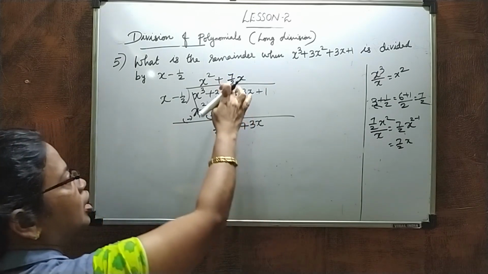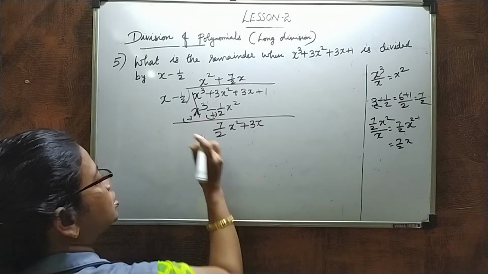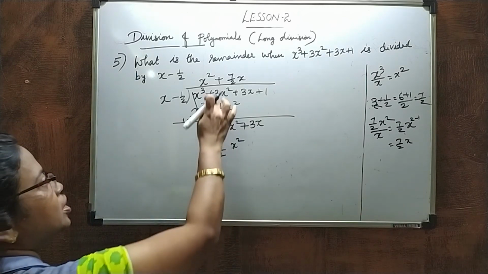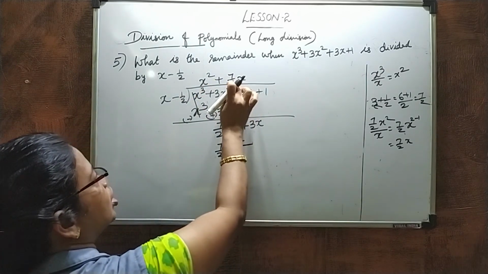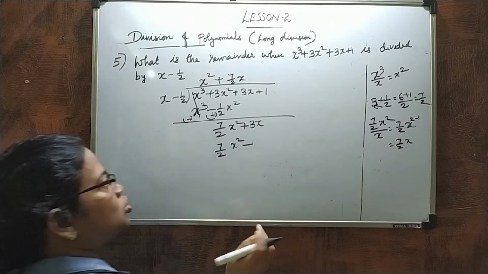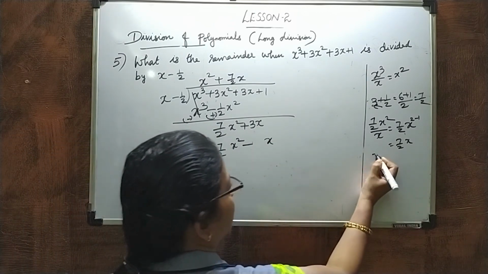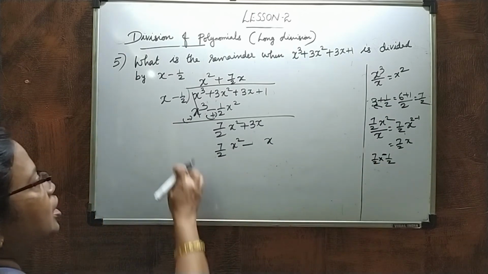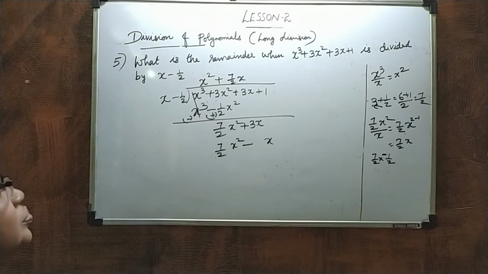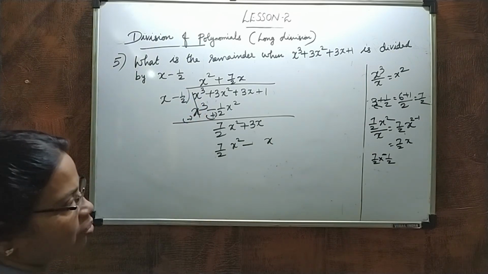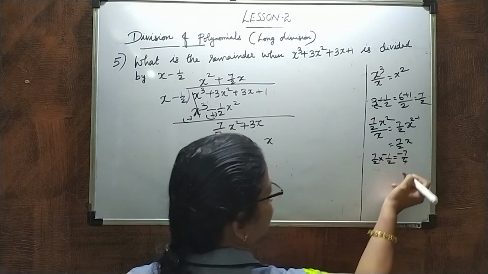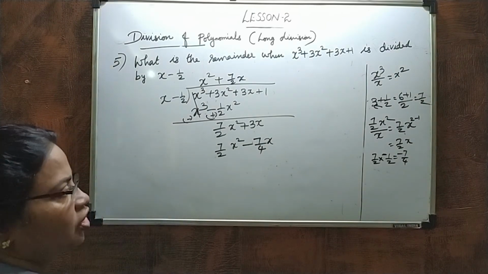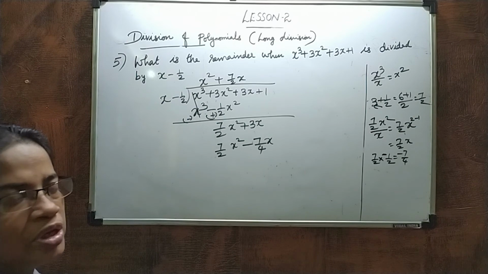Next step, multiplication. 7 by 2 x into x, 7 by 2 x square. Then minus into plus, minus. 7 by 2 into 1 by 2 into x. So x will be there anyway. Then 7 by 2 into 1 by 2, negative 1 by 2. Here the negative sign is what you always have to remember. 7 by 2 into negative 1 by 2, you will get the answer negative 7 by 4. If you do not do it properly, your answer will be wrong.